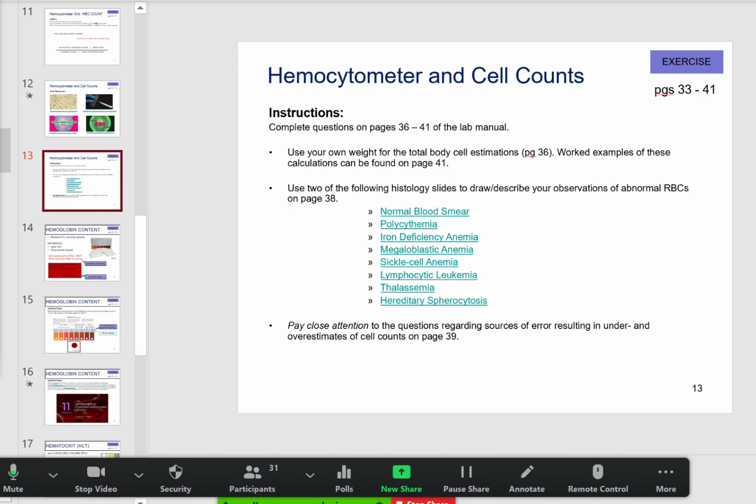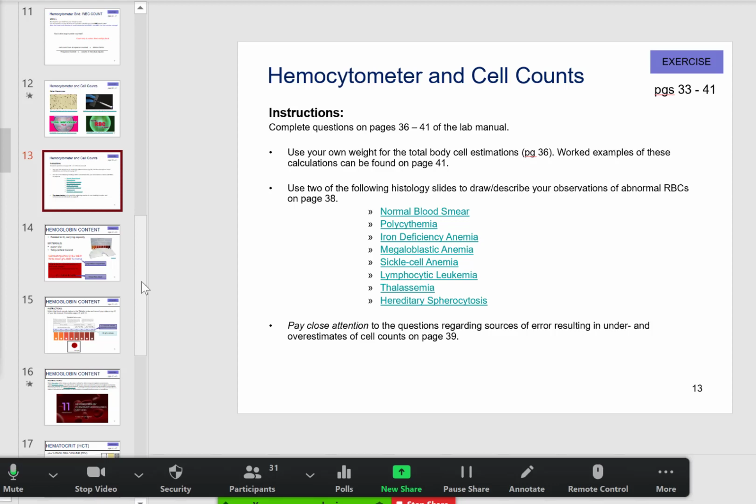Those are questions that are in your lab manual on page 39. You should pay attention to those. Now the next experiment we're going to do is hemoglobin content.